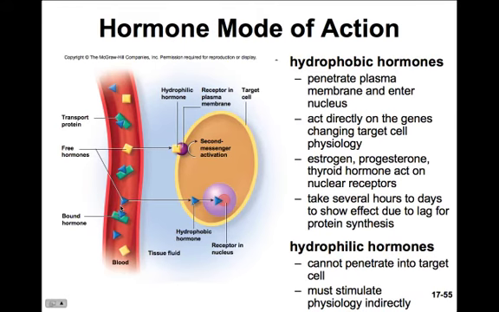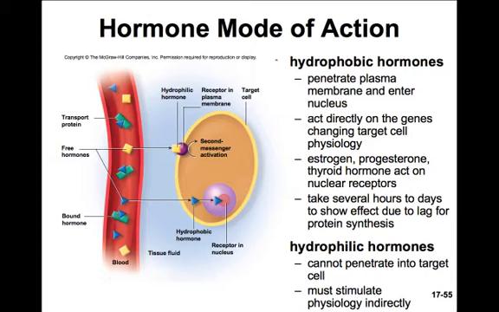The hydrophobic hormones, as I introduced, will penetrate the plasma membrane and enter the nucleus of the cell. They act directly on the genes, changing the target cell physiology. Estrogen, progesterone, and thyroid hormone all act on nuclear receptors, and they take several hours to days to show their effect due to the lag time necessary for proteins to be synthesized and change the physiology of the cell.